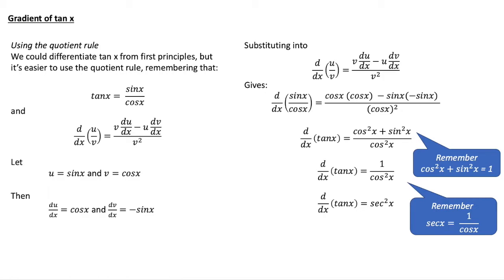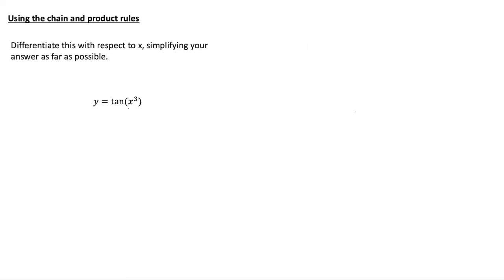Okay, now we should have a look at this using the chain and/or product rules, because all of these functions we can use those general rules for. So in this situation we've got tan of x cubed, and we have to differentiate that with respect to x, simplifying your answer as far as possible. Now, that's a wording that's often used in exams, so it reminds you that if there is any tidying up to do, we need to do it. For this one, there isn't any tidying up.